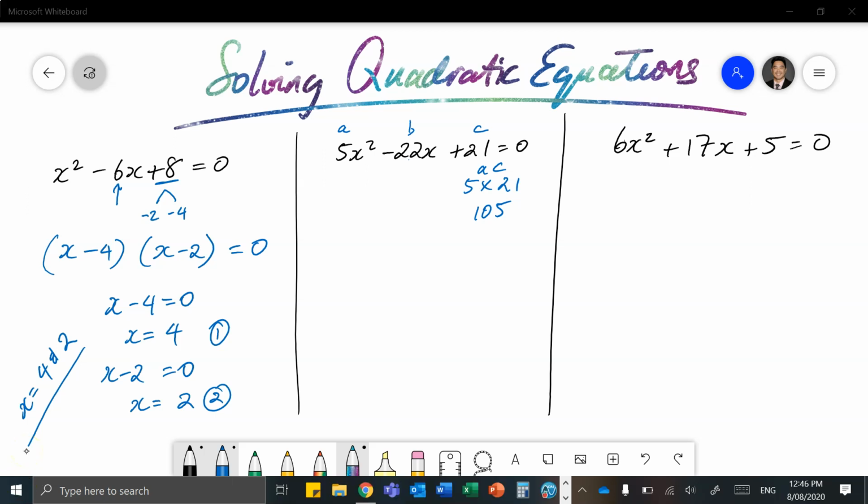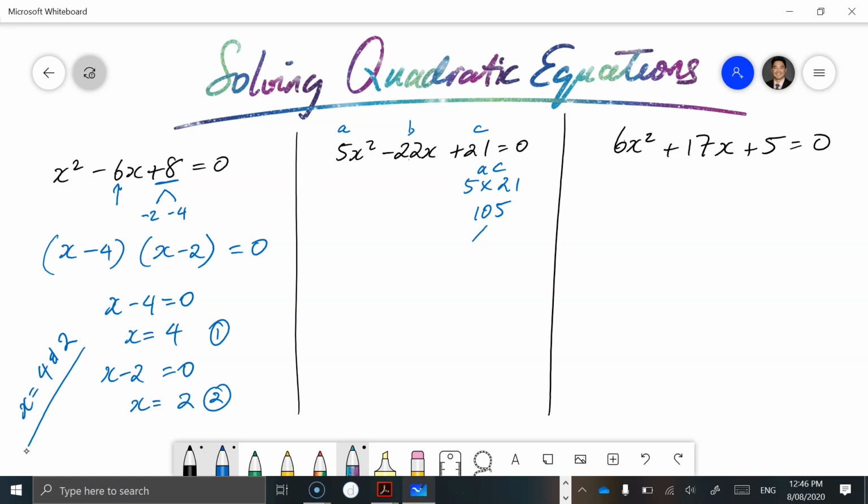If you're familiar with your times tables and you're quick with it, you can trial and error different things. I can say that 7 times 15 is equal to 105, and 7 plus 15 is equal to 22. Because it is -22, we want it to be -7 and -15. So we get 5x squared minus 15x minus 7x plus 21 is equal to 0.